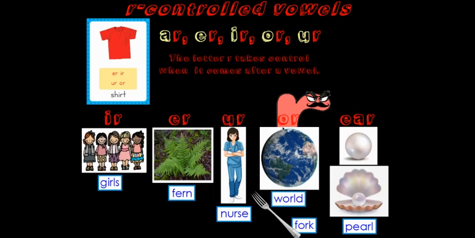Next, we have the R-controlled vowel O. Here is an example of the R-controlled vowel O. World. Notice how we're not making the O sound? If we did, it would sound funny like this: world. Now, down here, I have the word fork. Sometimes R-controlled vowel O-R makes the OR sound, like this word fork. Fork isn't one of our spelling words of the week, but I wanted to show you that the R-controlled vowel O can make the OR sound.